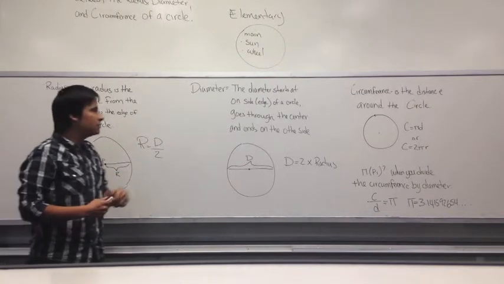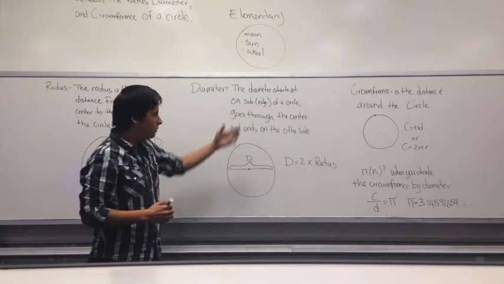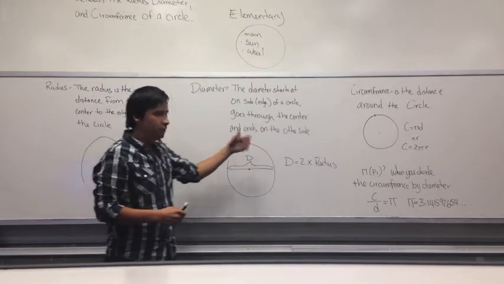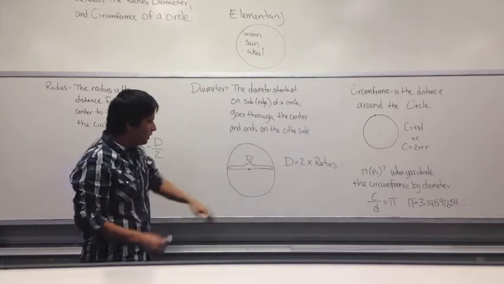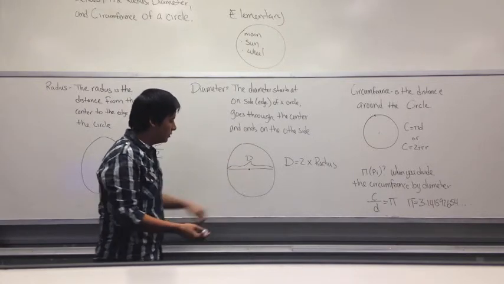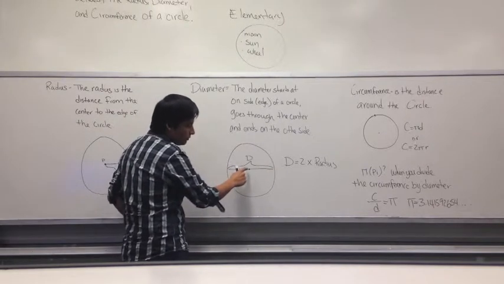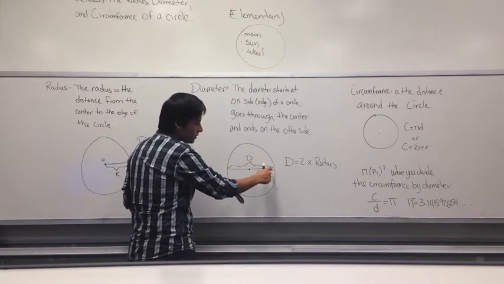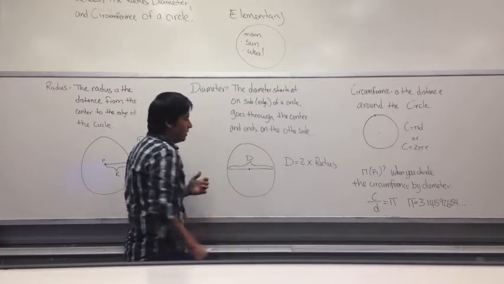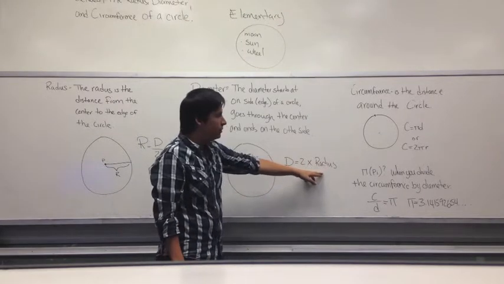So let's look at the diameter. The diameter starts at one side or edge of the circle, goes through the center, and ends on the other side. We have the circle and the midpoint, which is the center of the circle. The lines can start here or here. If we draw a line through the middle, through the center, and towards the other edge, we have the diameter, which we label D. So D is equal to 2 times the radius.